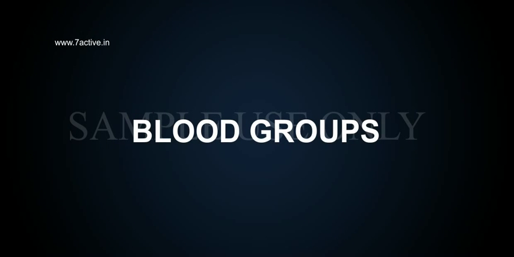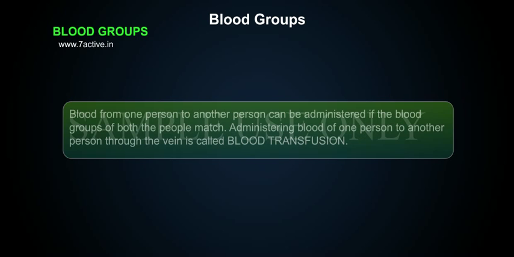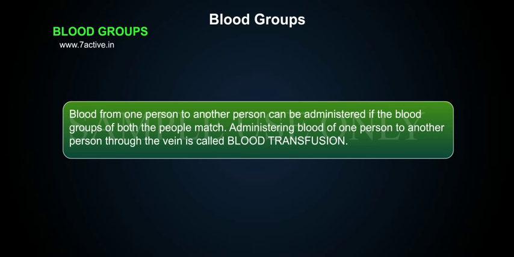Body fluids. Blood groups. Blood groups are widely used all over. Blood from one person to another person can be administered if the blood groups of both people match. Transferring blood from one person to another person through the vein is called blood transfusion.